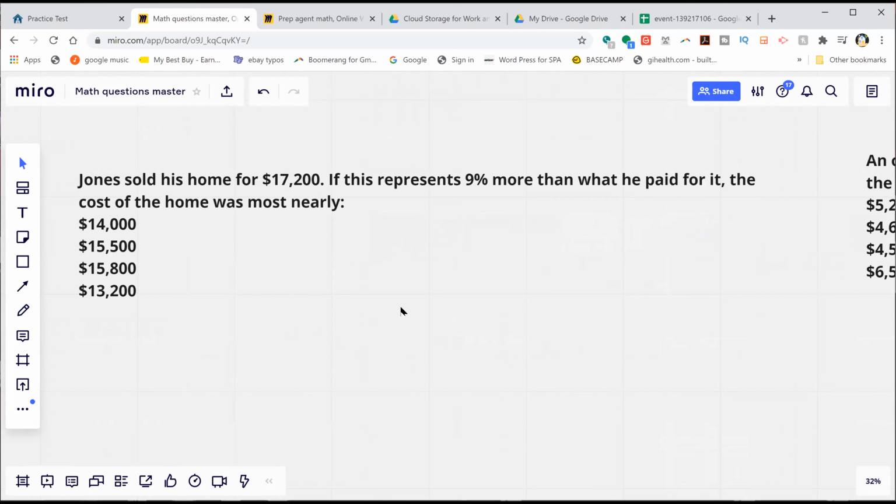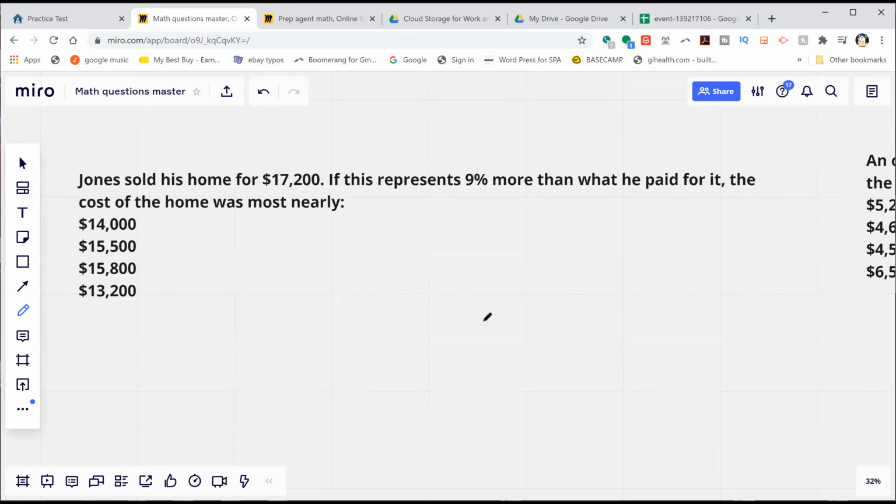Someone said another one, please. This one is about understanding the lingo and how to plug it in. Now, this one is a totally different problem, and you guys are going to probably look at this one and have a little bit of trouble. That's why I love this question, because there are two ways you could approach this. Jones sold his home for $17,200. If this represents 9% more than what he paid for it, the cost of the home was most nearly what?